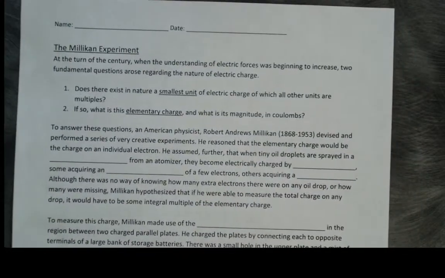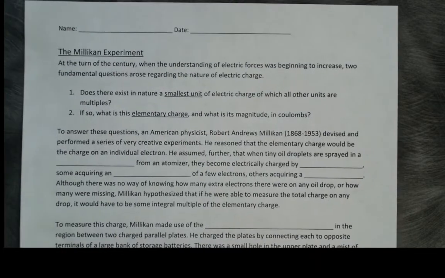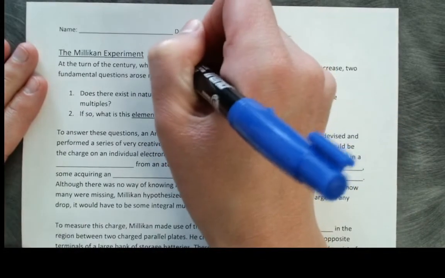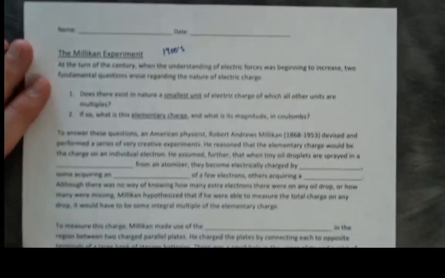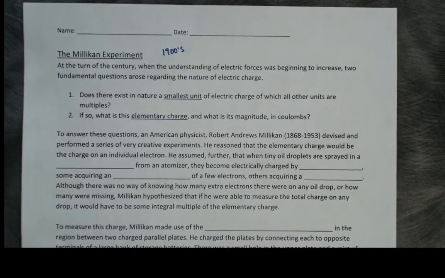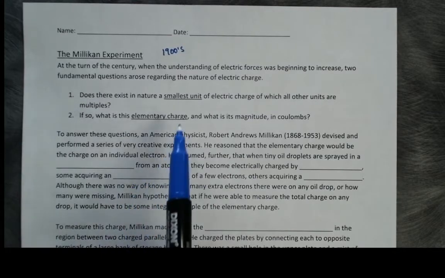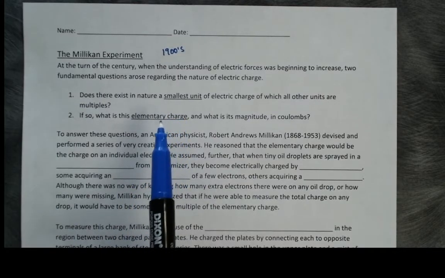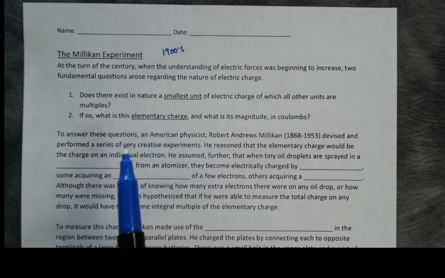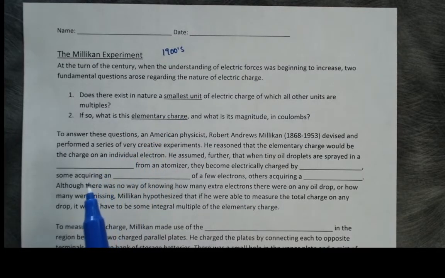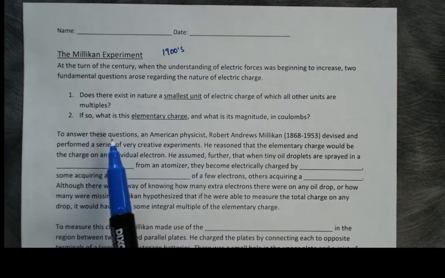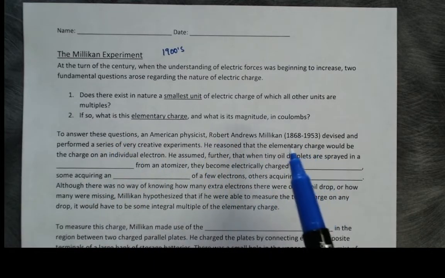Okay, the Millikan experiment. So at the beginning of the century, so we're talking 1900s, I believe, they started to investigate electricity and electric forces a little bit more. And they started to think of two specific questions. Is there a smallest unit of charge of which all other units are multiples? So is there like a basic unit of how much charge can exist? And if that exists, how much is it? So how many coulombs is like the smallest amount of charge you can have?